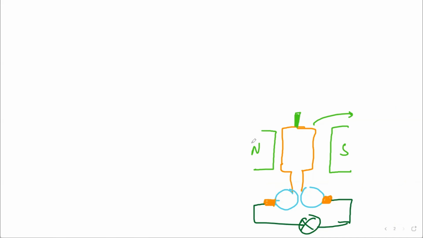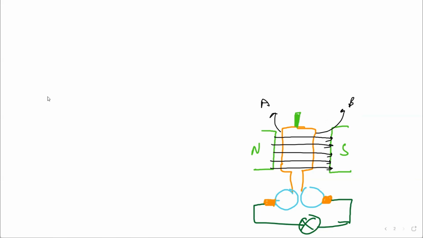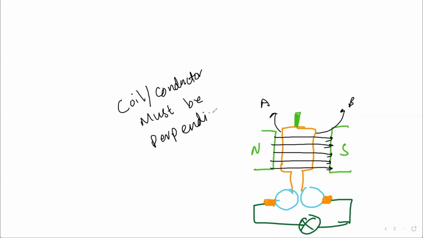The magnetic fields are from north to south and are perpendicular to sides A and B, which means whatever results are produced will be on these two sides. Because whenever we're discussing motors or generators, the only thing we need to keep in mind is that the coil or conductor must be perpendicular to the magnetic field. So it should cut the coil in order to get the results.